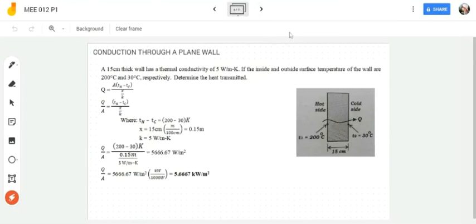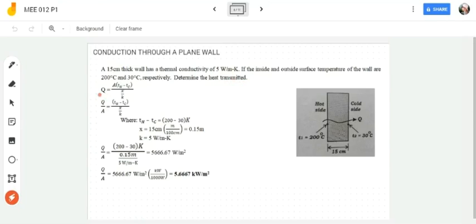So assuming that we have a 15 centimeter thick wall, so this is the thickness of the wall, which has a thermal conductivity of 5 watt per meter Kelvin. This is thermal conductivity K. If the inside and the outside surface temperature of the wall are 230 degrees Celsius, so this is the hot temperature and this is the cold temperature or the temperature on the cold side. And then we need to determine the heat transmitted. So we are finding your Q.